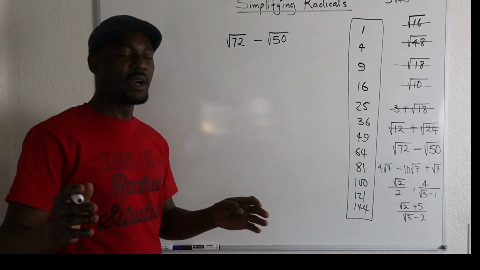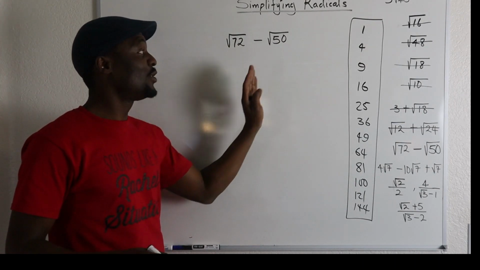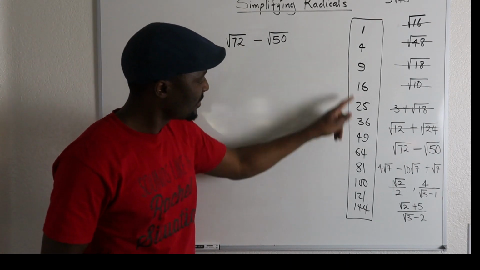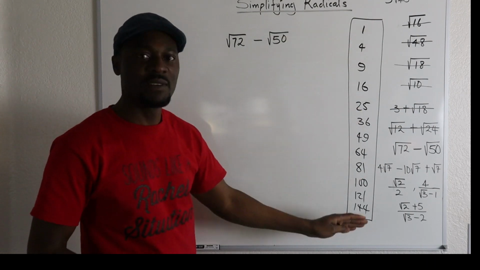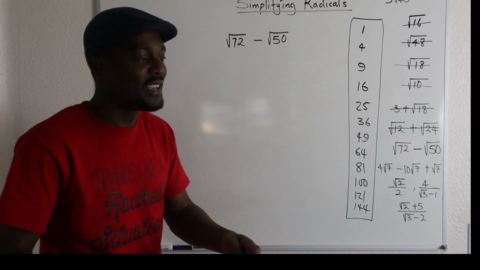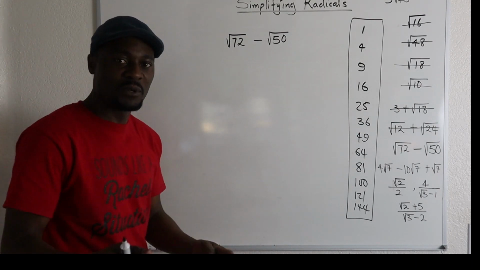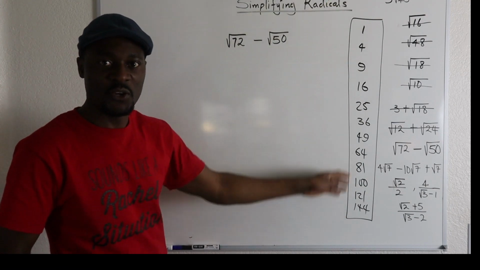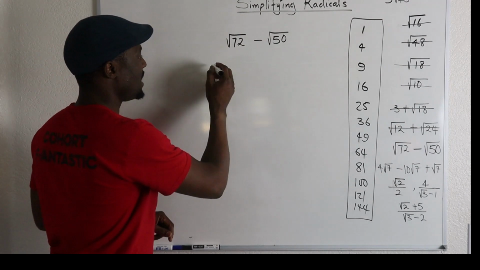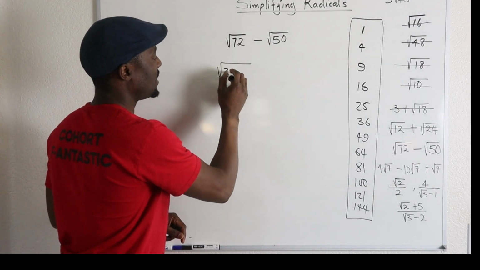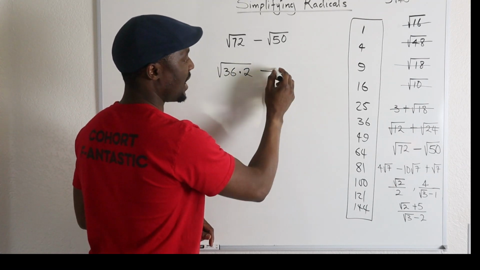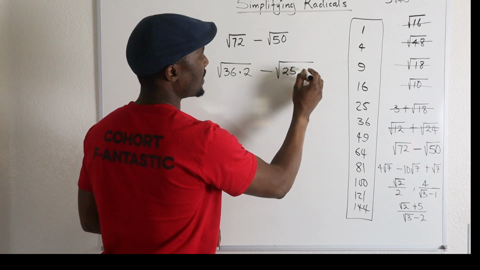So this next one is rad 72 minus rad 50. What is the largest perfect square that will divide 72? It will be 36. You see how I have a list? You want to have that list on your mind because it makes things faster. At your level, most of your numbers will not go beyond these perfect squares. Now, rad 72 will be the same thing as rad 36 times 2 minus, for this one it has to be 25, rad 25 times 2.